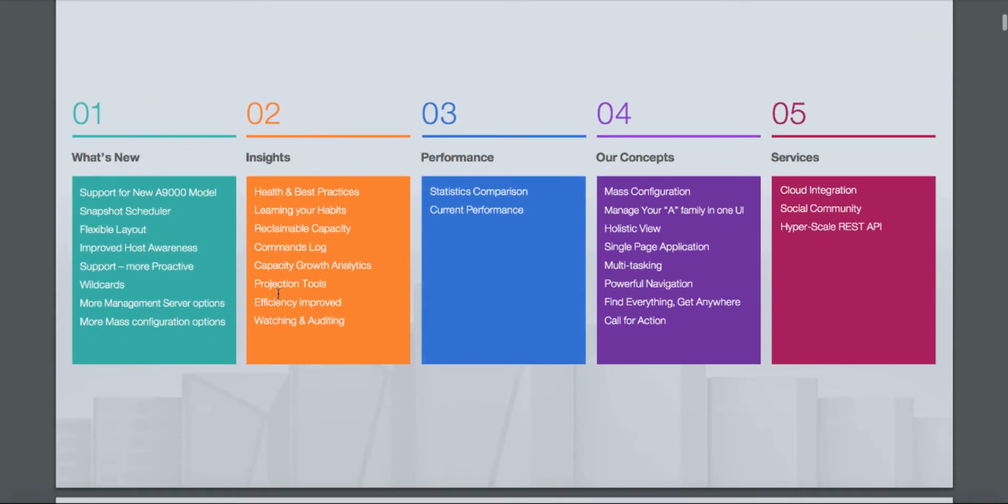And we also have sections 2 through 5 on the right-hand side of the page, which shows some of the other features you might have missed. For example, the health and best practices, the projection tools, or the commands log, let alone the statistics comparison, and the mass configuration functionalities. The new stuff is over on the left-hand side, and let's review that right now.